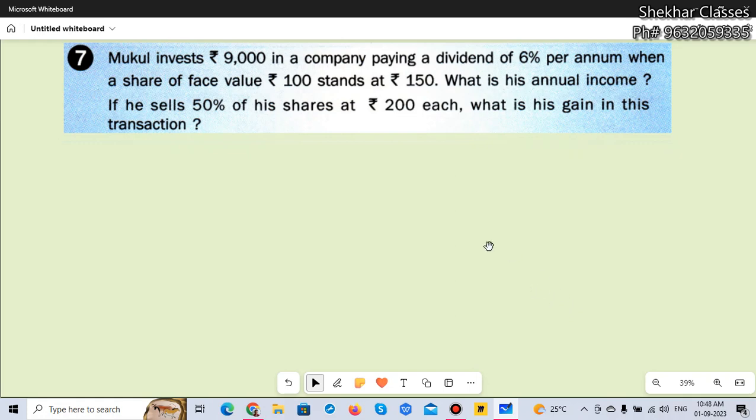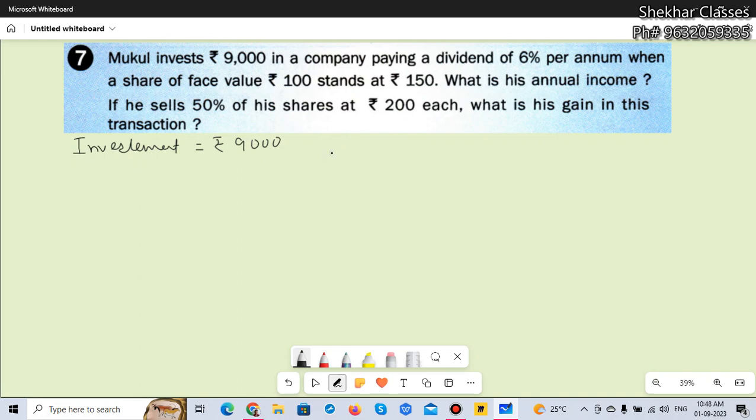Mukul invests 9,000 rupees in a company, paying a dividend of 6% per annum. So keep on writing here, investment is what? Investment is the total money invested. So I write here: investment is equal to rupees 9,000.